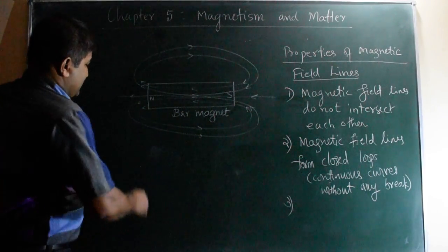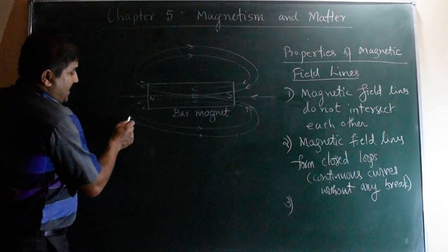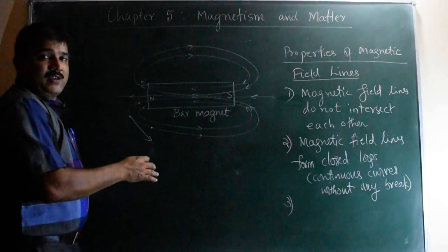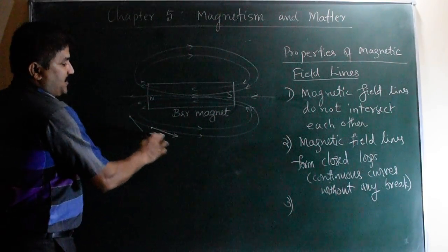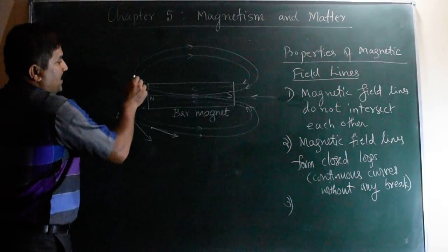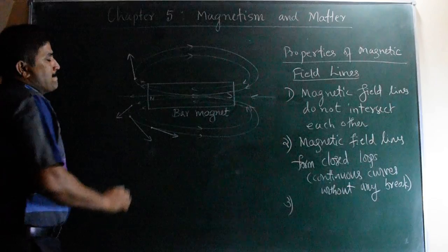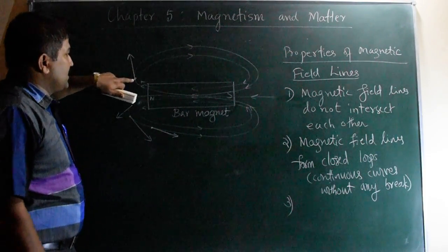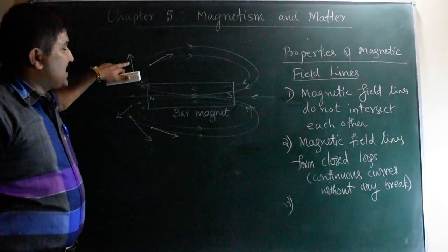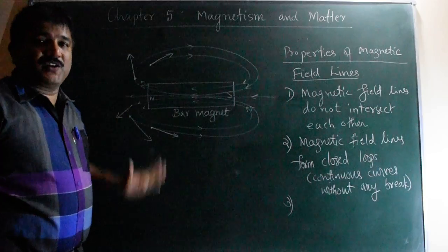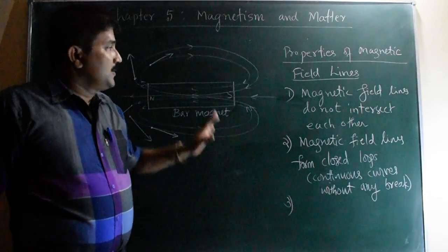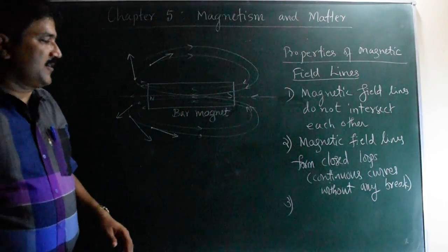Suppose in this diagram, at this point, I can draw the tangent like this. That means at this point the direction of the field is this way. At this point, a little away, the field direction is like this. If I take this point here, the tangent shows this way, so the direction of the field is this. At this point, the tangent gives the direction this way, and the magnetic field is along this direction. So the direction shown by the tangent is the direction of the magnetic field at that point. The tangent to any magnetic field line at any point shows the direction of the net magnetic field at that point.